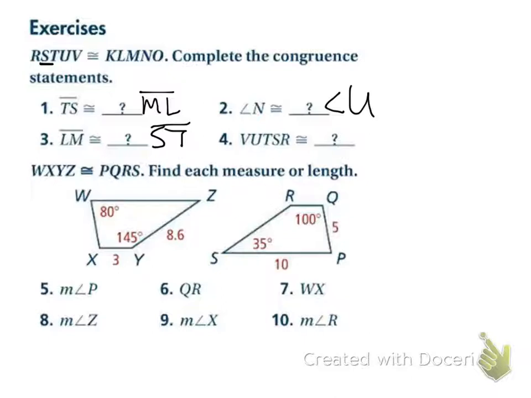Then VUTSR actually goes in the reverse order as the original name, so we're just going to reverse the order. The other ones say ONMLK.